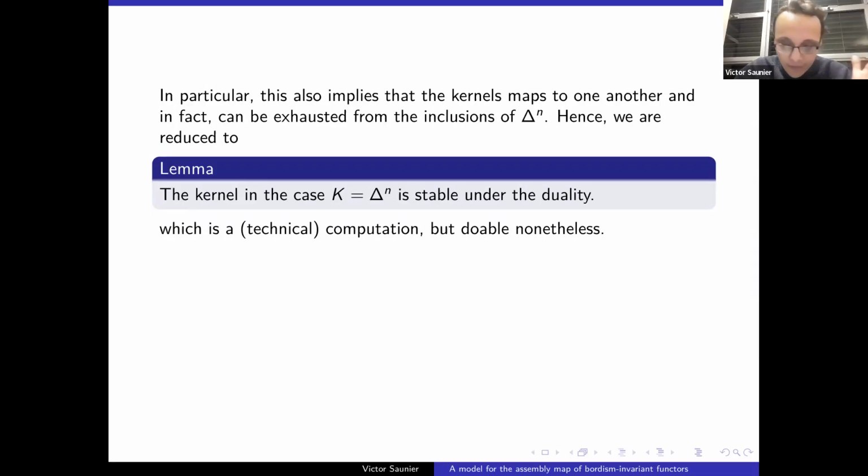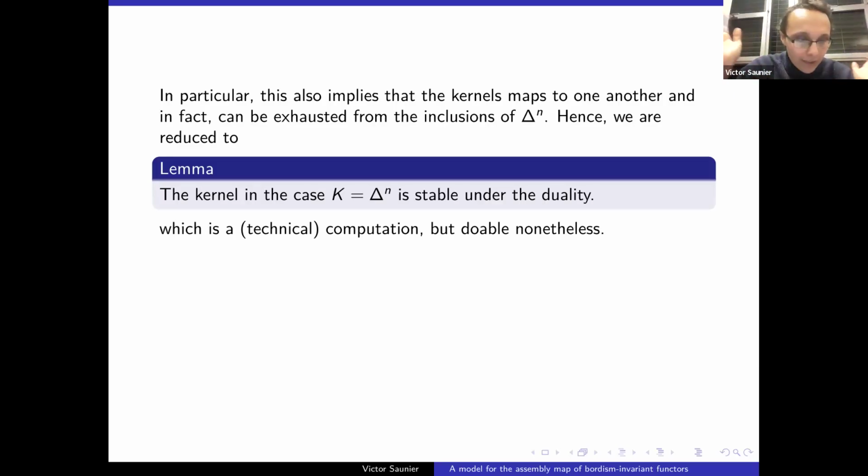So this theorem also has as a consequence that the kernels have to map to one another and exhaust one another. So every time you pick a point in the kernel, it has to be mapped by the image of some delta n. And because it's hit by some delta n, it suffices to check that the kernel for this specific case, k equals delta n, is stable under the duality.